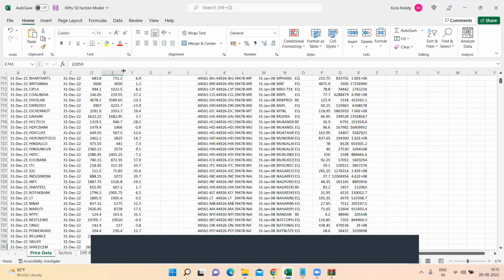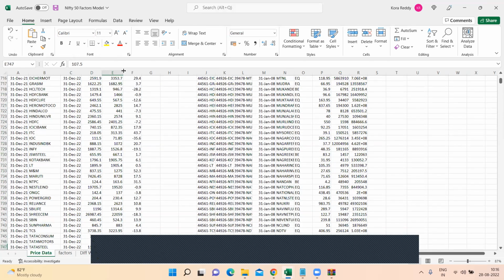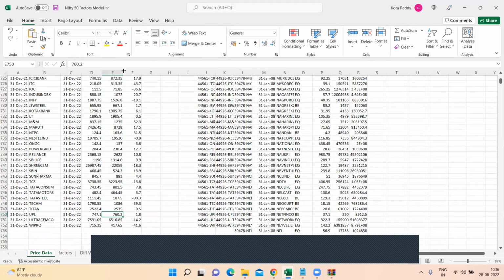Any unusual? Tata Steel is unusual. So the split factor here is 10. Wipro is down this much, or the split? No, it's down at this much. It's down almost 40%. So we have the latest price data.